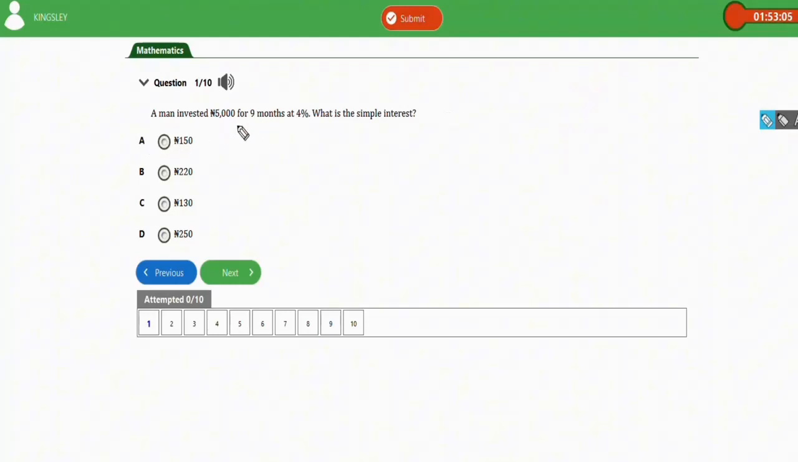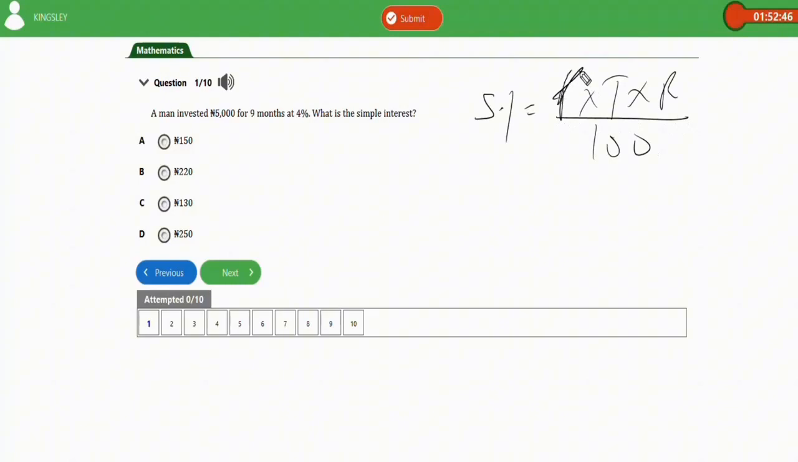It says a man invested 5,000 naira for 9 months at 4% rate. What is the simple interest? As we all know, the formula for simple interest is principal times time times rate over 100. Let's get our parameters. We have our principal to be 5,000 naira, the rate to be 4%, and the time is in months, so we need to convert it to years.